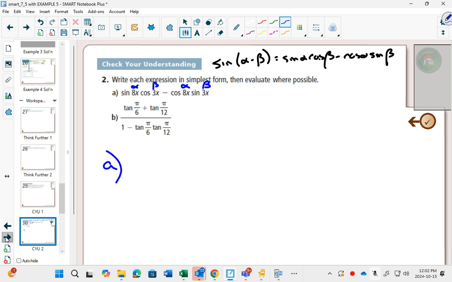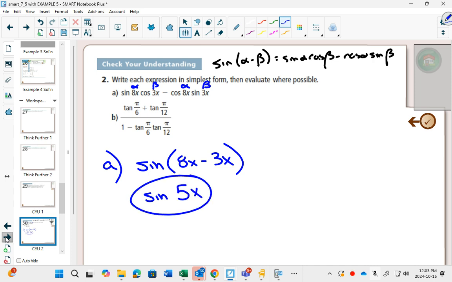And if you have the right-hand side of any identity, you can substitute it into the left-hand side. That's the power of identities. You can switch things back and forth. So a quick and easy substitution would say, hey, I have the right-hand side of that formula. I can switch it to the left-hand side, which is sine of alpha, which happens to be the 8x, minus beta, which happens to be the 3x. And those are like terms. So I can get sine of 5x.